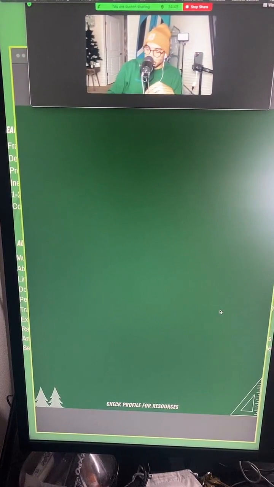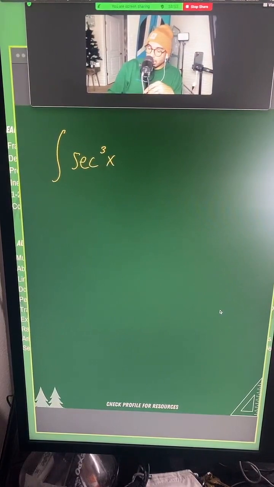Anyway, okay. Let's go to this integral of secant cubed x dx.